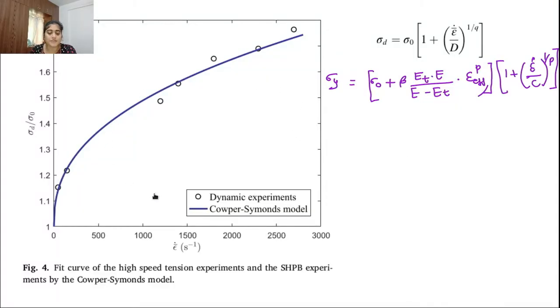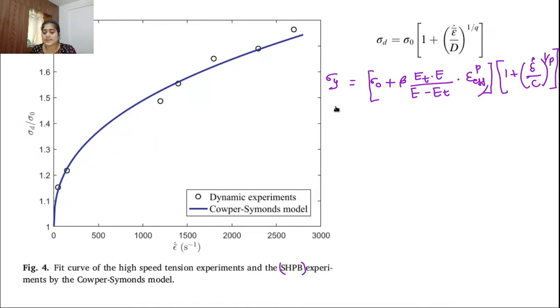This is a graph which I have taken from a paper in which they have shown the ratio of dynamic yield stress to static yield stress versus strain rate. This is the graph from a high speed tension experiment done in an SHPB experiment for the Cowper-Symonds model. SHPB means split Hopkinson pressure bar experiment, and this is the split Hopkinson pressure bar which is used for high strain rate testing.